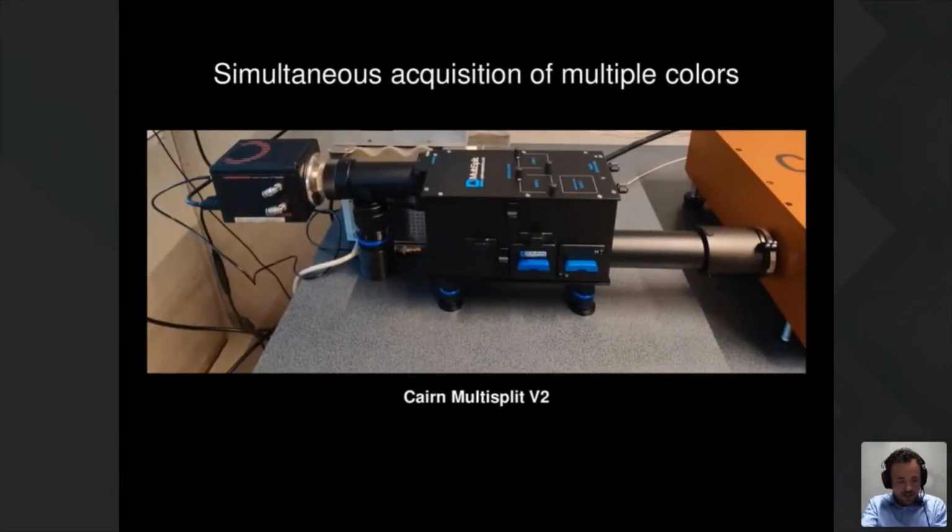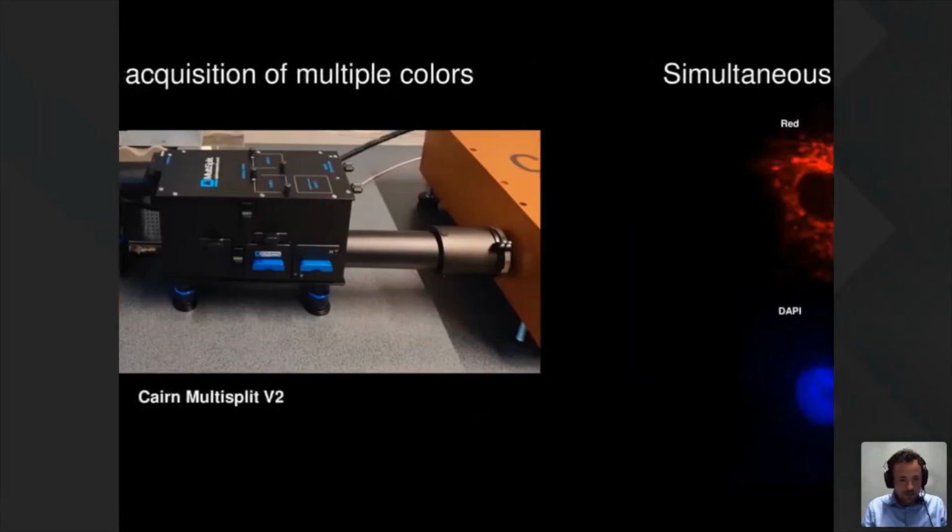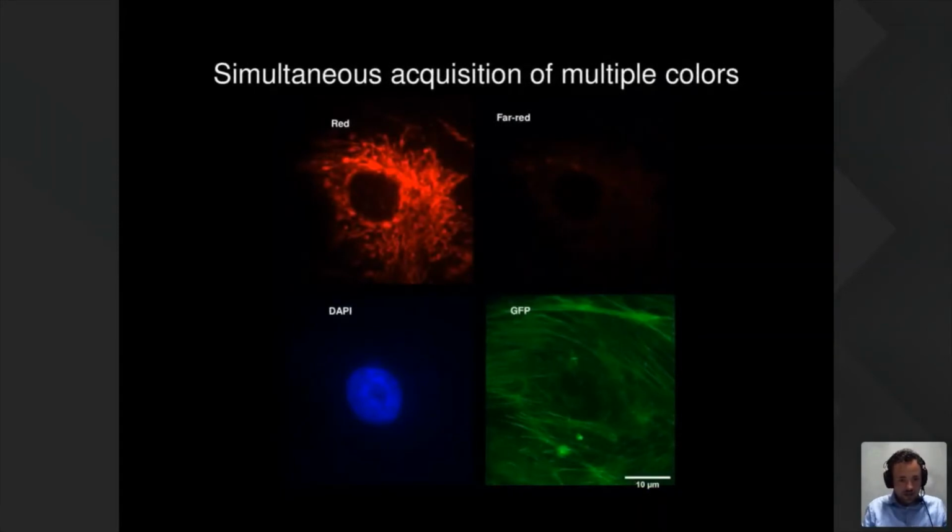So today it's about the simultaneous acquisition of multiple colors as well. This is what I will be showing today, the Cairn Multisplit V2. So what is this device? This device physically splits the camera into 4 regions, and this is how it looks. You can see that this is a 3-color staining. We see some DAPI, some GFP, and some red dye, and you can see that these dyes end up in different parts of the camera chip.